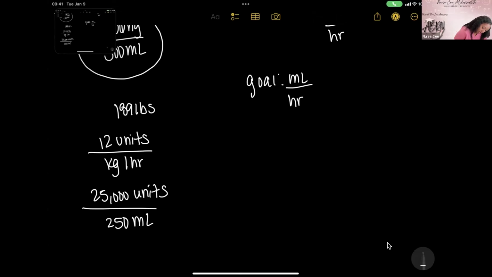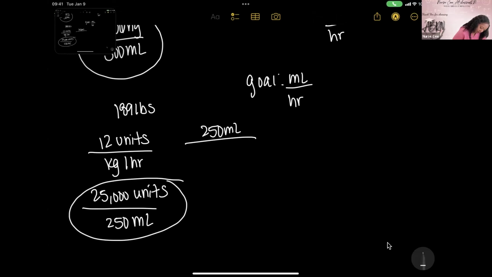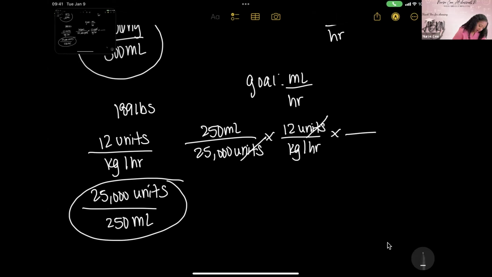Exactly. So okay, we're looking for milliliters, so we'll start with our milliliters: 250 mL over 25,000 units. And then we've got units at the bottom, so we'll put our units at the top: 12 units per kilogram per hour. Units cross out, and now we're left with kilogram and hour. Hour is part of the goal, right? So it can stay. Milliliter is on top, so it can stay. This kilogram has got to go.